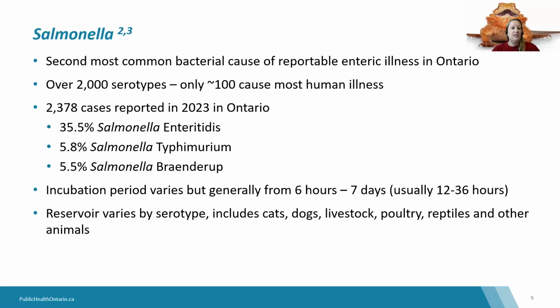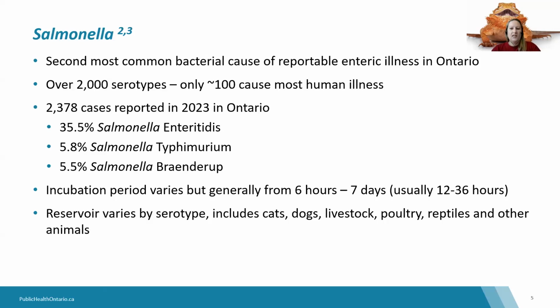So to give you some background on the epidemiology of Salmonella in Ontario, after Campylobacter, Salmonella is the second most commonly reported bacterial cause of human enteric illness. And although there are over 2,000 different serotypes of Salmonella, only about 100 of these typically cause most human illness. So for example, in 2023 in Ontario, there were almost 2,400 cases of Salmonella reported, with almost half of these due to just 3 serotypes. So collectively, 3 serotypes accounted for almost 50% of our cases, and those were Salmonella enteritidis, Salmonella typhimurium, and Salmonella branderup. So although there are numerous different serotypes of Salmonella, relatively few of these account for most human cases.